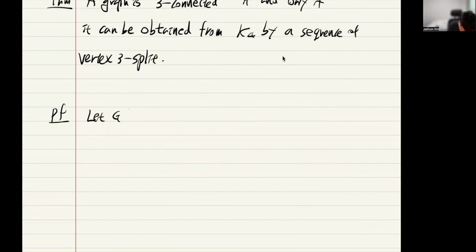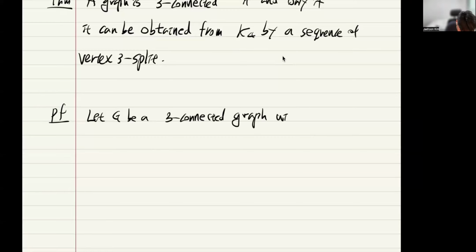So let's see the 3-connected graph. Sorry, that was... anyway, yeah. Maybe I should stop my phone.